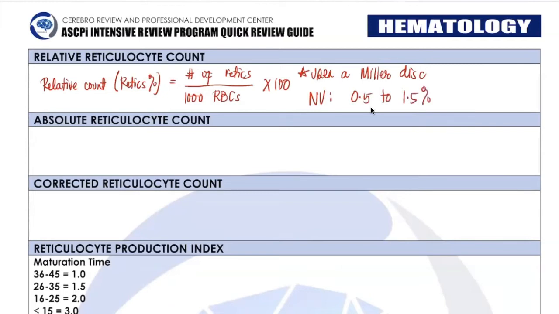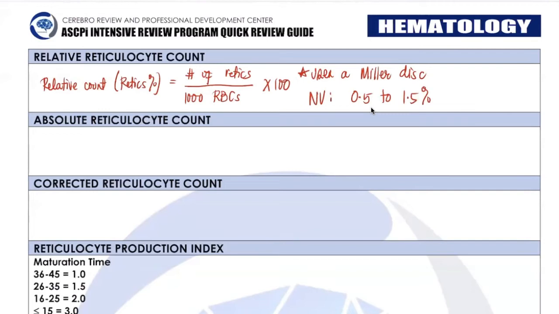Okay, but of course, this value is higher in newborns or neonates. Kasi syempre, they are expected to have younger RBCs than adults. So mas mataas yung kanilang reticulocyte count. Okay? Next, we have the absolute reticulocyte count.